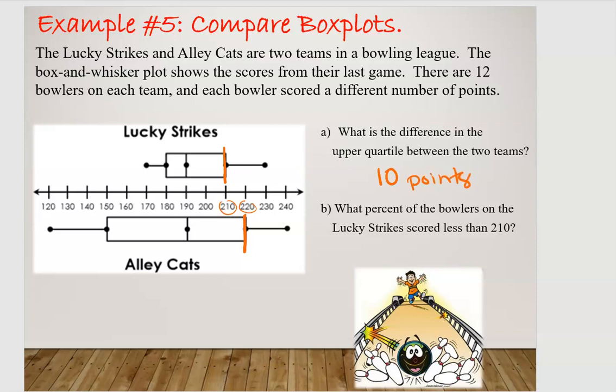And then the next question says, what percent of the bowlers on the Lucky Strikes scored less than 210? So the Lucky Strikes had an upper quartile of 210. So what percent scored below that? Well, we can see that that includes 3 different sections of 25%. So the percent of the total team that scored less than 210 points for the Lucky Strikes would be 75% of their team.